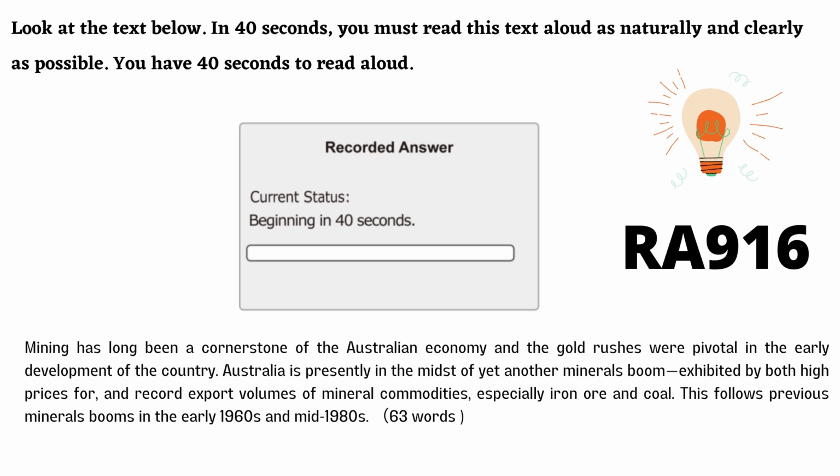Mining has long been a cornerstone of the Australian economy, and the gold rushes were pivotal in the early development of the country. Australia is presently in the midst of yet another minerals boom, exhibited by both high prices for and record export volumes of mineral commodities, especially iron ore and coal. This follows previous minerals booms in the early 1960s and mid-1980s.